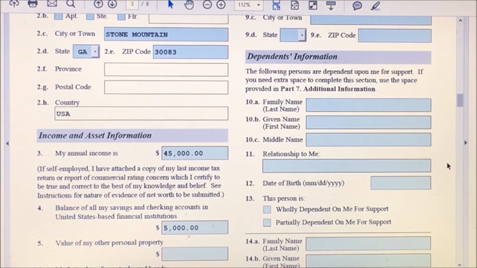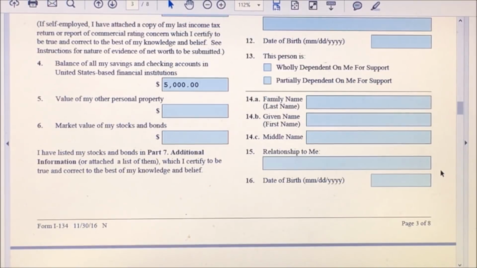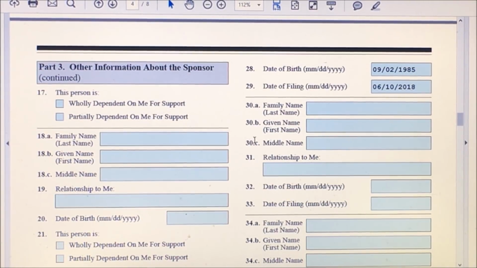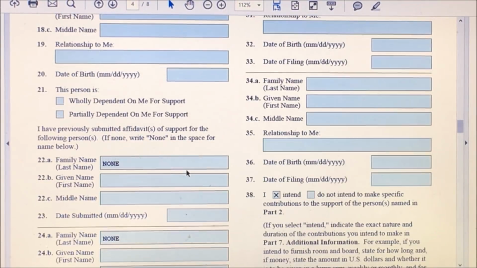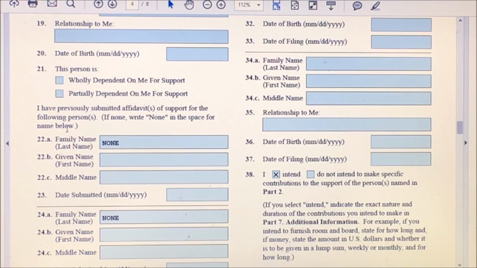And then next, so relationship to me, then date of birth. This person is fully dependent on me for support, partially dependent on me for support. Okay? Then if there's another one, just type in here. Okay, so other information about sponsor. So it's the same. And then this one, I have previously submitted affidavit of support for the following persons. If none, write none in the space for the name below.